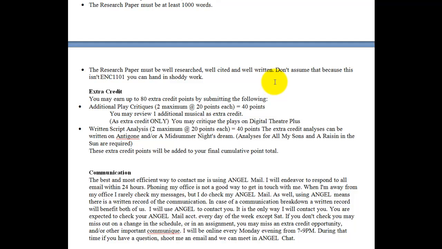Don't assume because this isn't ENC 1101 that you can hand in shoddy work. You're supposed to be a college student, or at least working at a college level. I expect college level material to be handed in. If you have problems with writing, the ARC is a fabulous resource. Go over and ask for help.